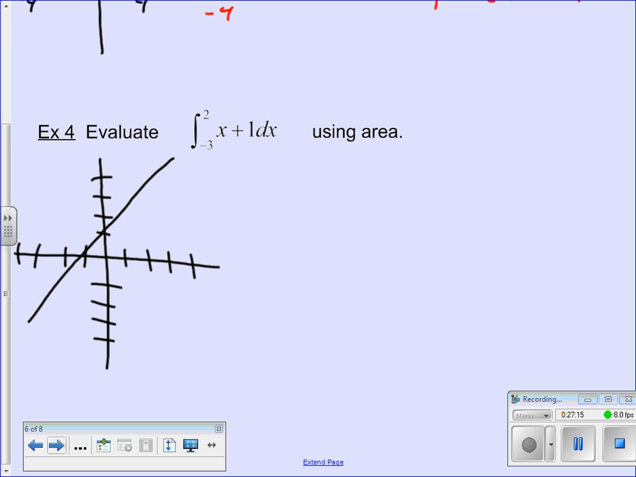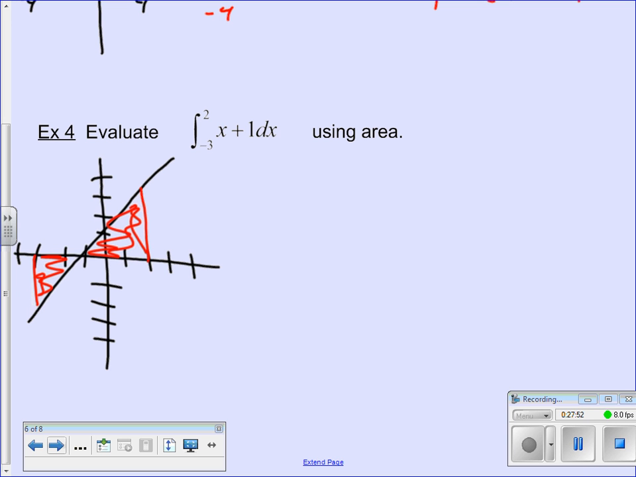And where are we going from? -3 to 2. So we're finding all of this area here. Uh-oh. Got an issue, don't we? It's not really easy like the last one. Everything was all above the x-axis. Not all of it's above the x-axis. Some of it's below the x-axis. So we have to partition it.